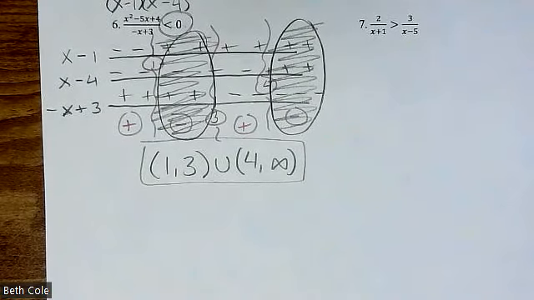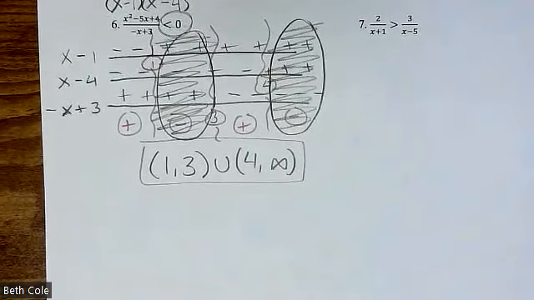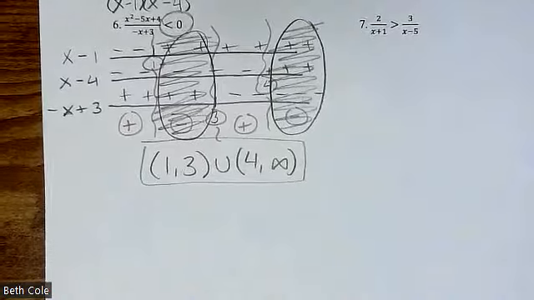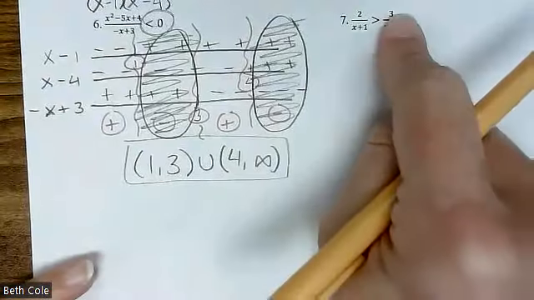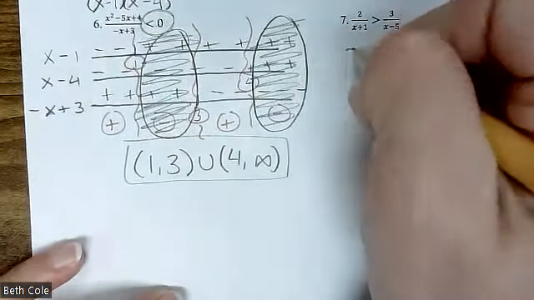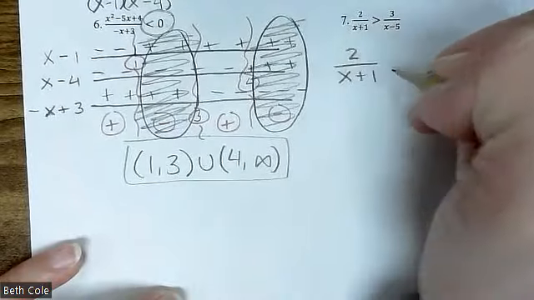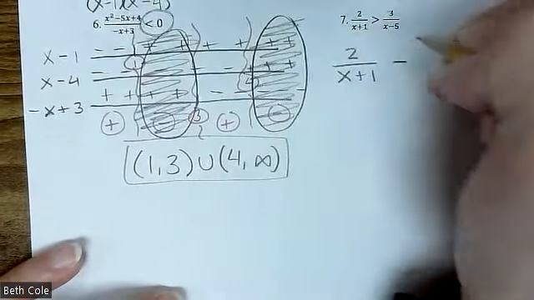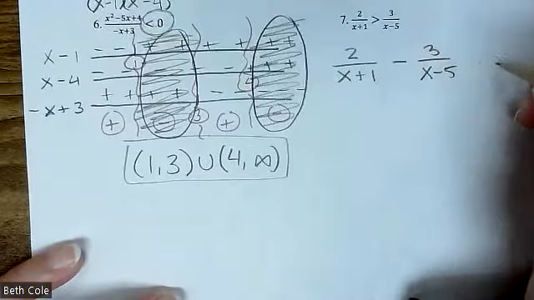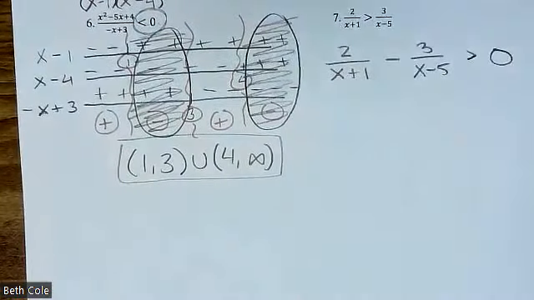Now this last one's the toughest one. That's why I saved it for last. You can't set up your number lines until you have 0 on one side. So you have to evacuate. This is going to get moved over here. So you're going to get 2 over x plus 1 minus 3 over x minus 5 greater than 0. You have to have 0 on one side.